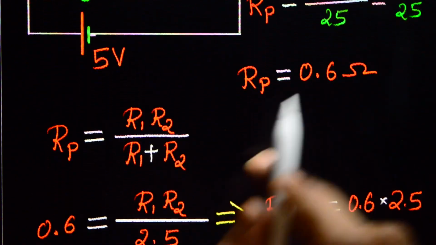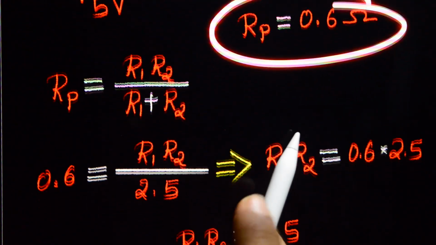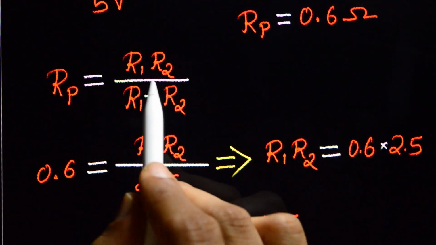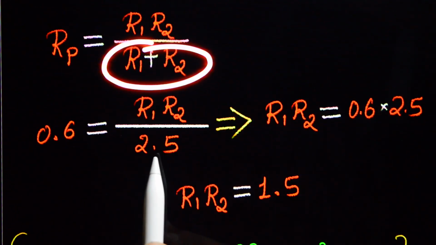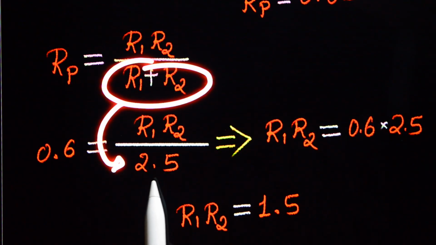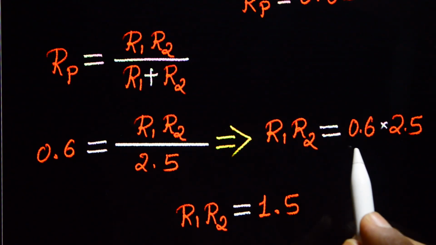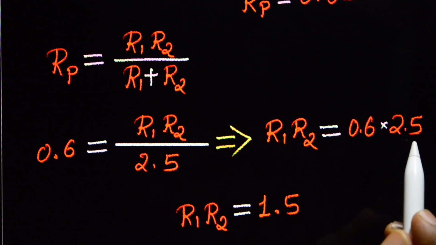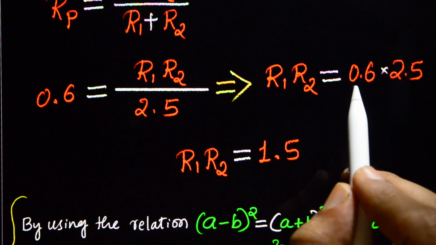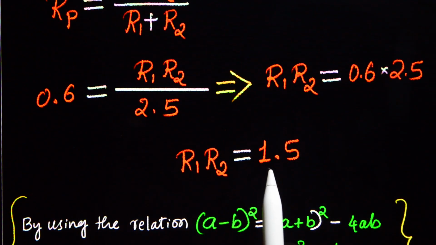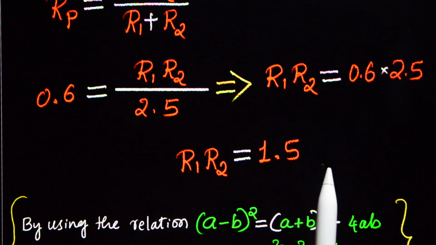Now we know that Rp is equal to R1 into R2 divided by R1 plus R2. Here Rp is 0.6. And what is R1 plus R2? R1 plus R2 is 2.5. Now we can write R1 into R2 is equal to 0.6 into 2.5. Here 2.5 goes across and multiplies. Okay, now R1 into R2 is equal to 0.6 into 2.5, which comes to 1.5. Here R1 into R2 is equal to 1.5 ohm square actually, right?